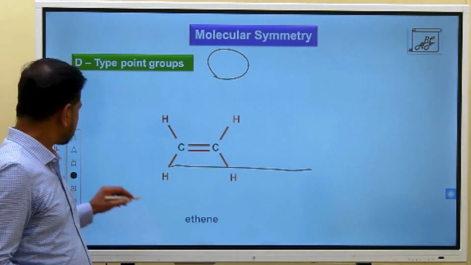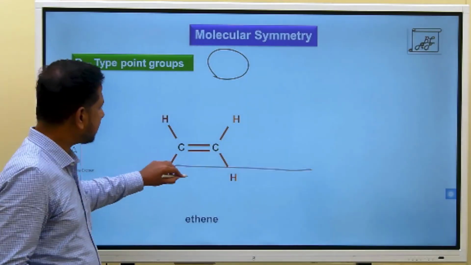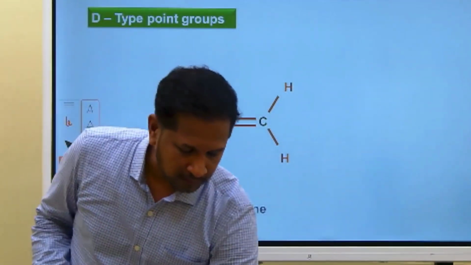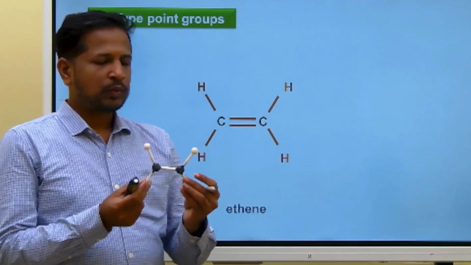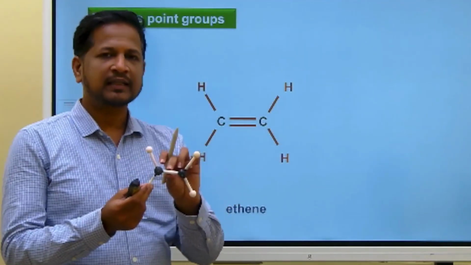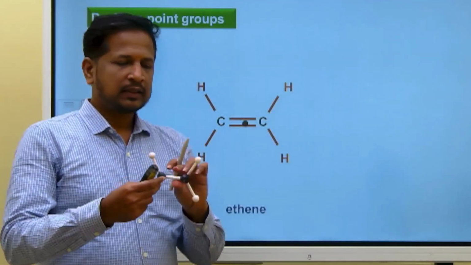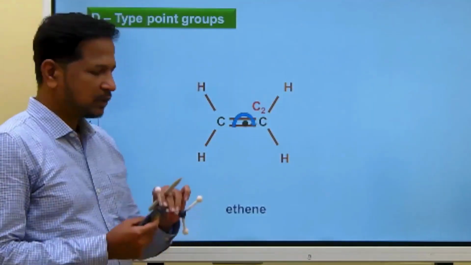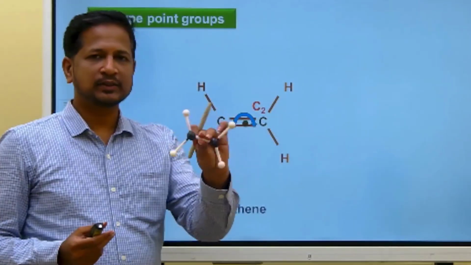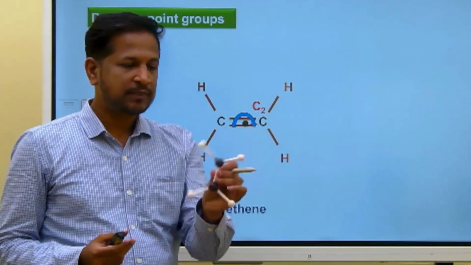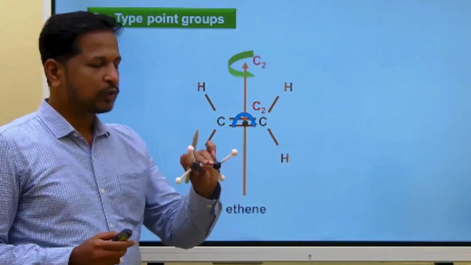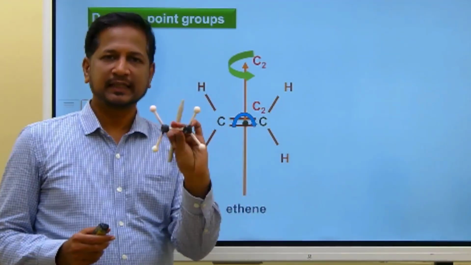To understand this, let's take an example of the ethene molecule. This is the model of the ethene molecule. Now here you can easily identify that there is an inversion center present in the molecule. Then there is a C2 rotational axis, so you can rotate the molecule like this to get an indistinguishable image, or you can rotate the molecule like this to get an indistinguishable image.